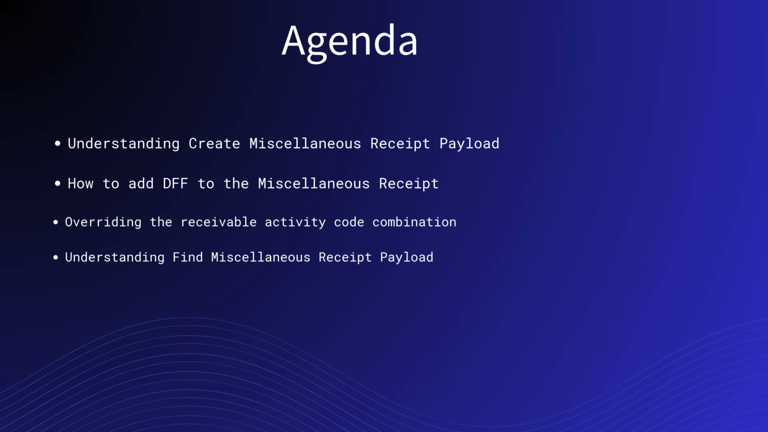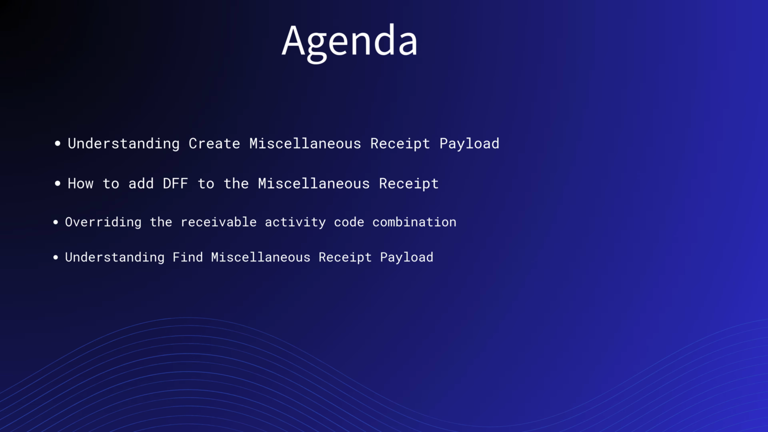Hello friends, today I'll be demonstrating how to create a miscellaneous receipt using Oracle Fusion SOAP API. Since this functionality is not supported through REST API, our focus will be entirely on SOAP services. In this session, we'll walk through the following topics: creating a miscellaneous receipt using the SOAP payload. Then we'll see how to populate DFFs, descriptive flex fields, within the API.